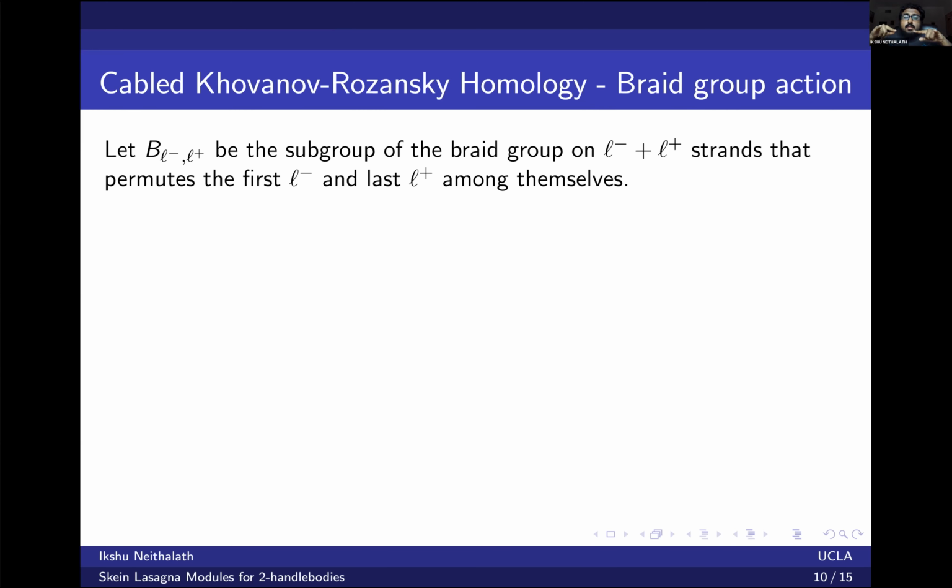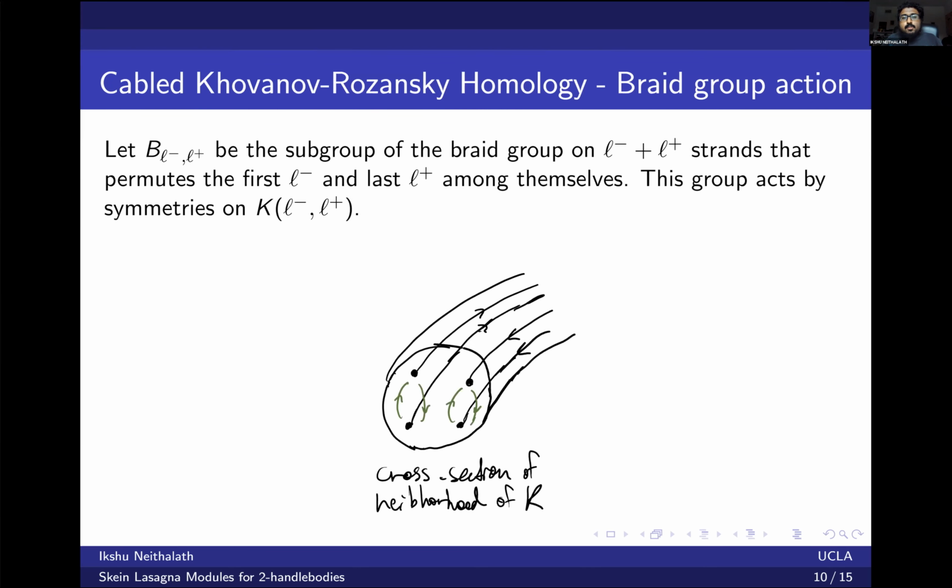So the first L minus and last L plus strands can intertwine amongst each other as long as they still end up in their own separate groups. So the associated permutation to the braid doesn't mix the first L minus and last L plus. That's because I want to keep the strands that I'm permuting oriented the same way. So this particular group, the subgroup of the braid group, acts by symmetries on the cable in the following way. Here's a kind of a picture.